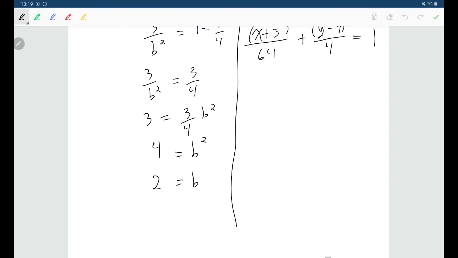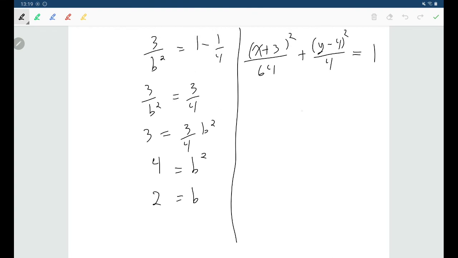And if we wanted to, again, we know that from that center of negative 3, 4, we'd be going 8 units in either direction, left and right, and we'd be going 2 units in either direction, above and below, if we wanted to graph it.